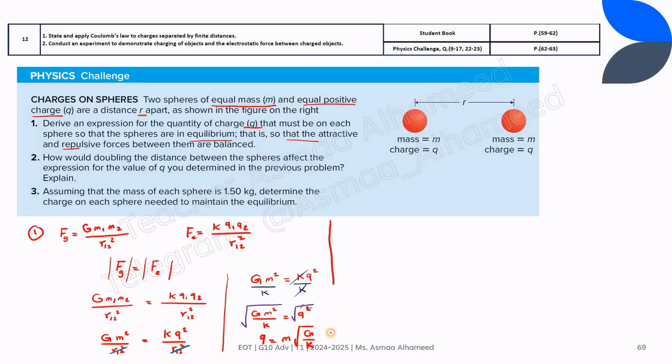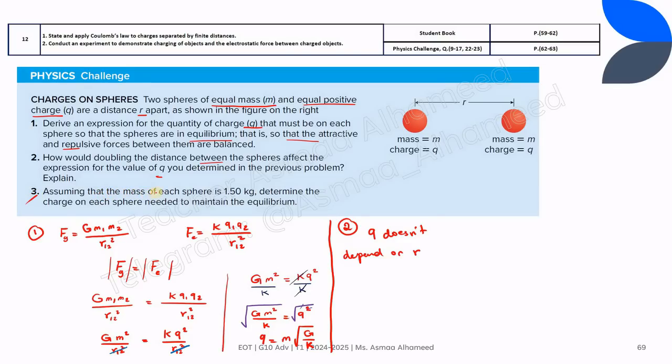So that's the first part. Let's go to part 2. How would doubling the distance between the spheres affect the expression for the value of Q that you have determined in the previous problem, which is part 1? Basically here there is no distance in the equation, so we will say Q does not depend on R because there is no R in the equation.